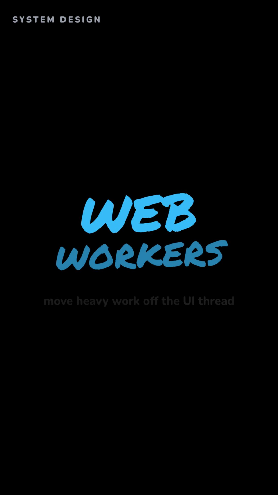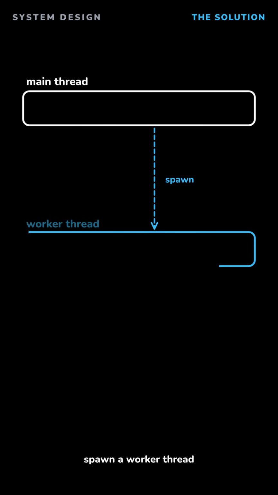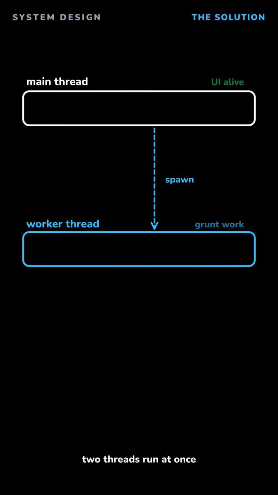A web worker fixes this. It runs your code on a completely separate thread. The main thread spawns a worker and hands it the heavy script to run. Now there are two threads. One keeps the UI alive, the other does the grunt work, but they share no memory.